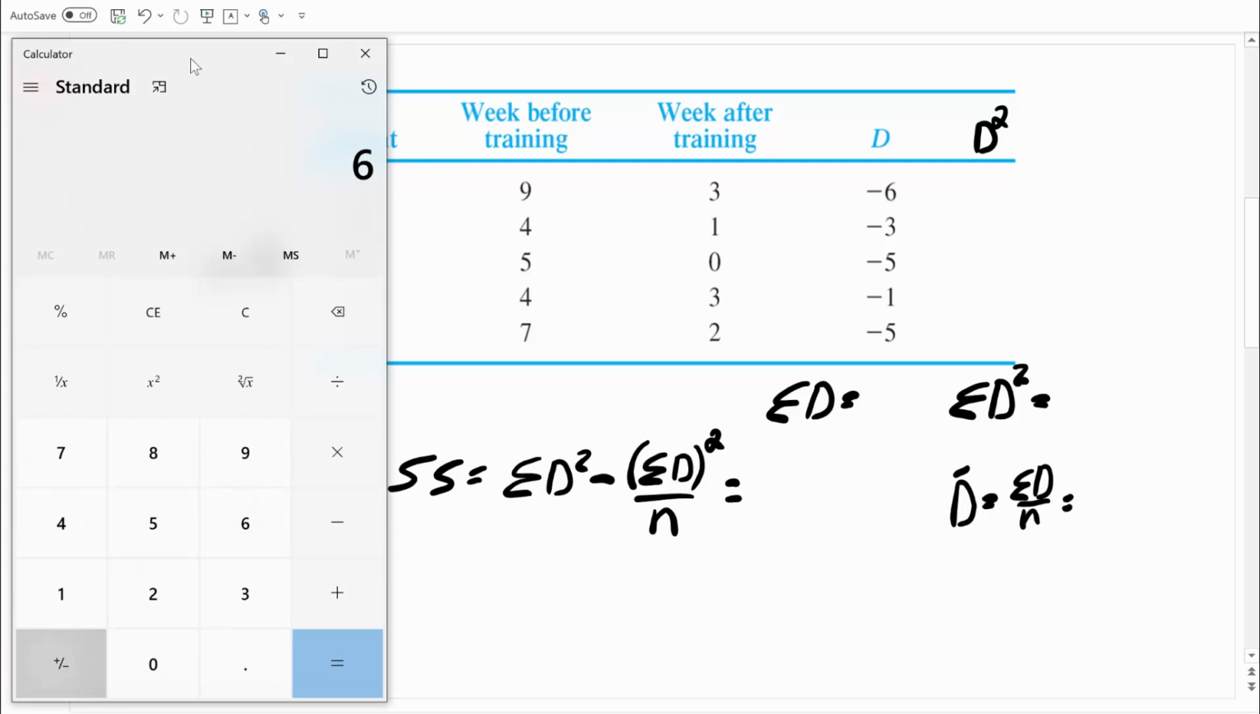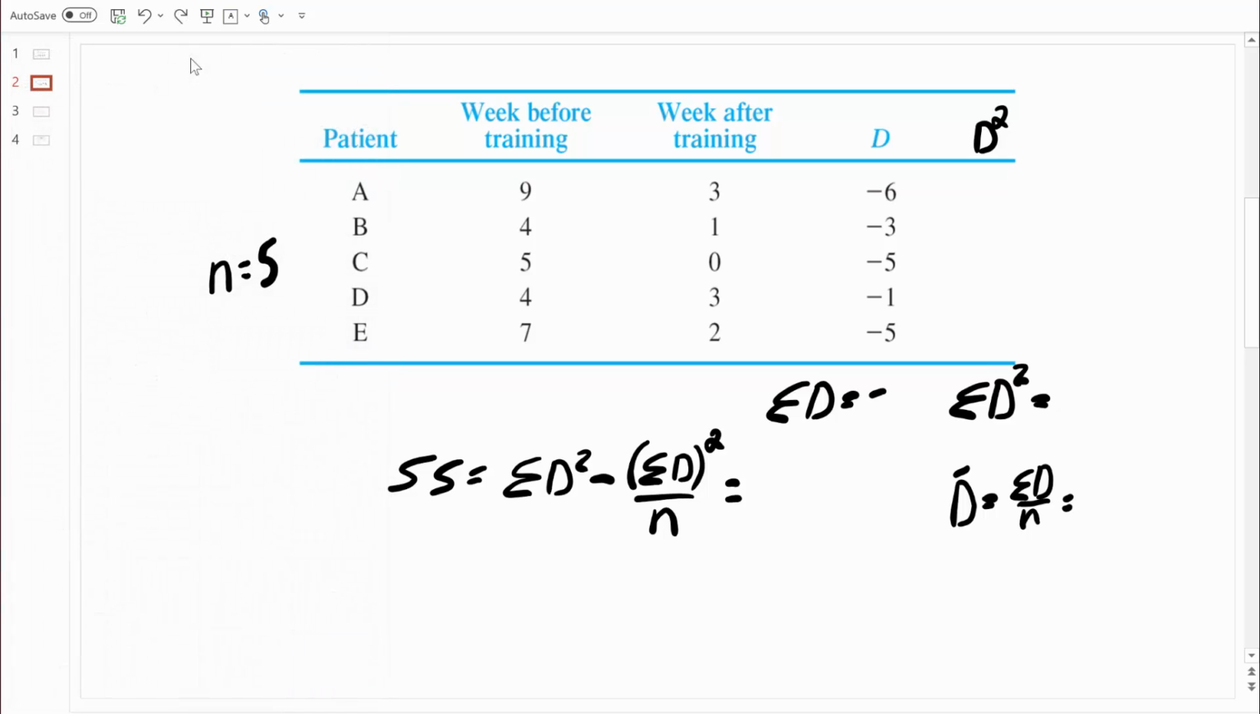We'll just add up -6 plus -3 plus -5 plus -1, and then finally plus -5. That equals -20. Keep in mind, all of our analyses are based on those difference scores. When we compute n, we ask ourselves, how many difference scores do we have? We have 5 of them. So I'm going to divide by 5 to compute the mean difference score, and that equals -4.